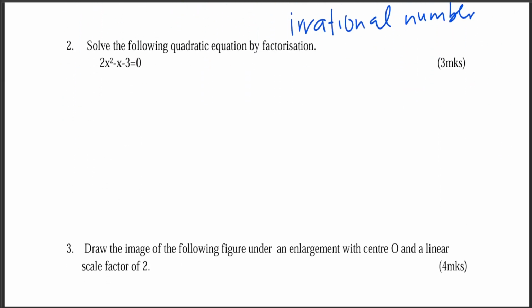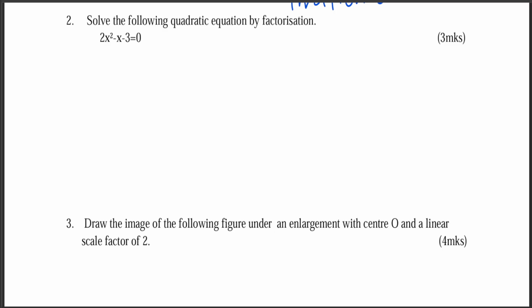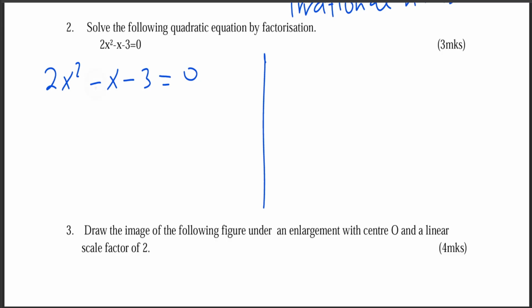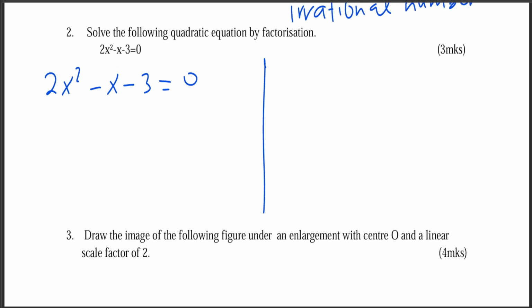Question 2, solve the following quadratic equation by factorization. The question is very specific. So 2x squared minus x minus 3 is equal to 0. Here the middle coefficient is negative, this should be -1, so our sum is -1.